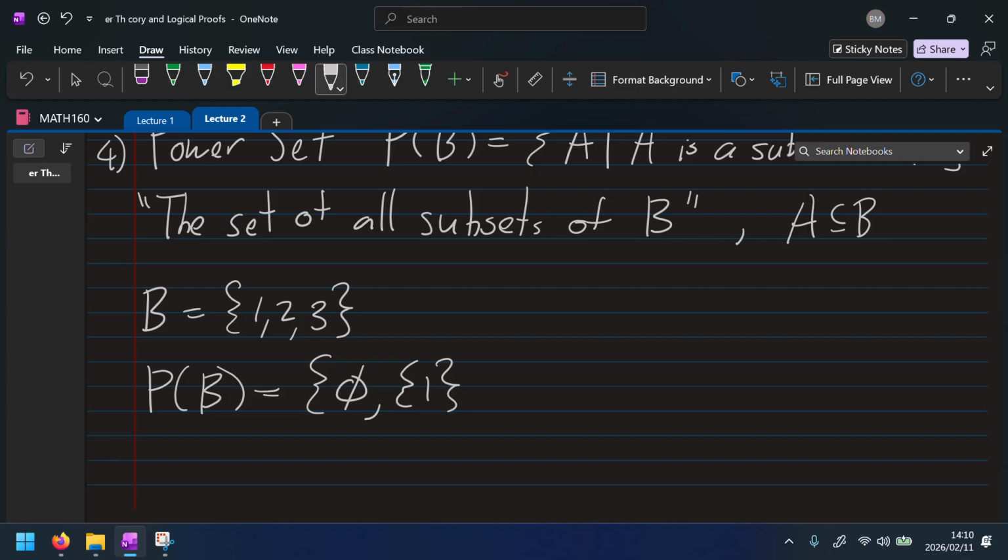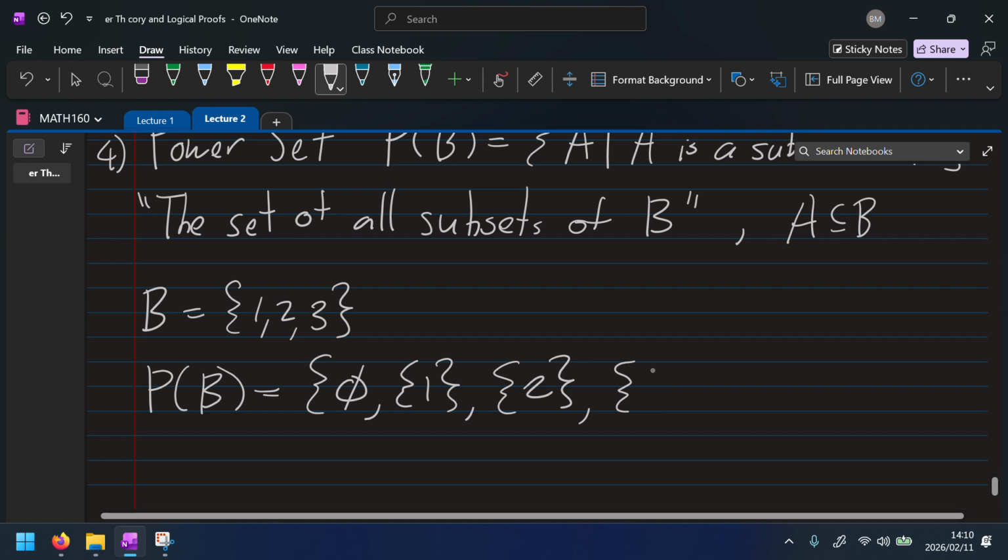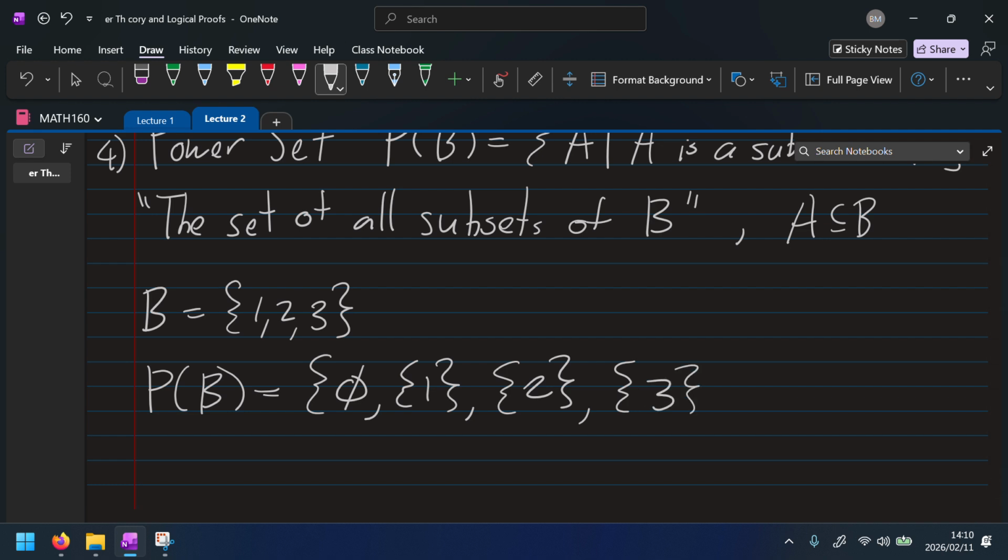So again, you need to be very careful with this. Next, the set containing just 2. Now we look at that. Is 2 contained in B? Yeah, that's fine. Next will be the set containing 3. Okay, 3 is contained in the set. So the set containing 3 is in the power set.